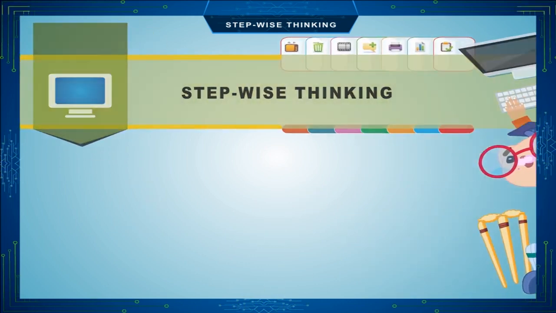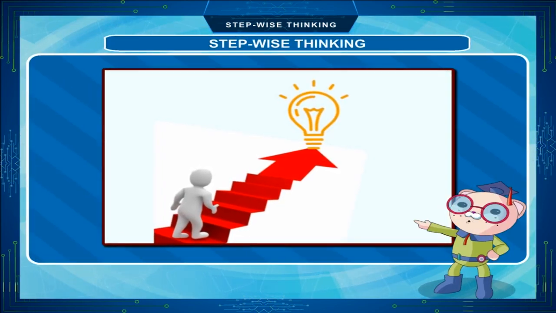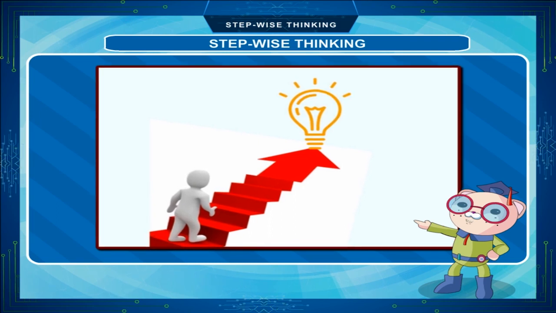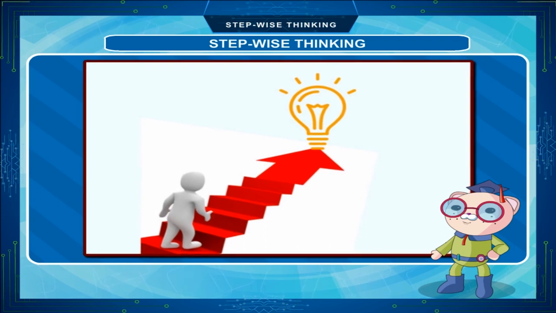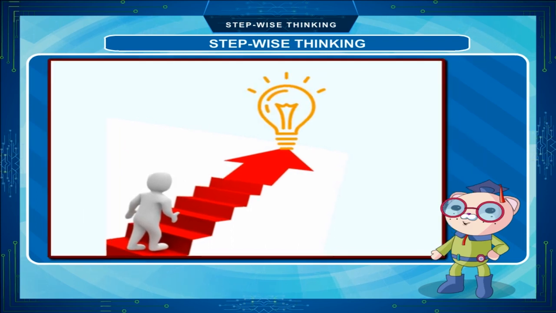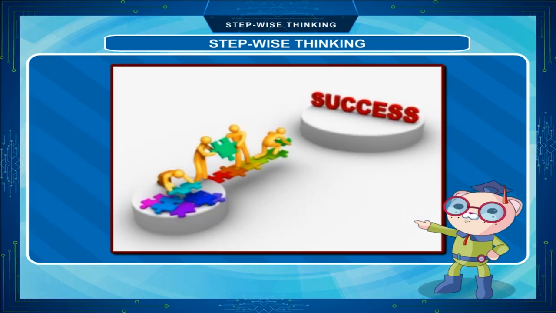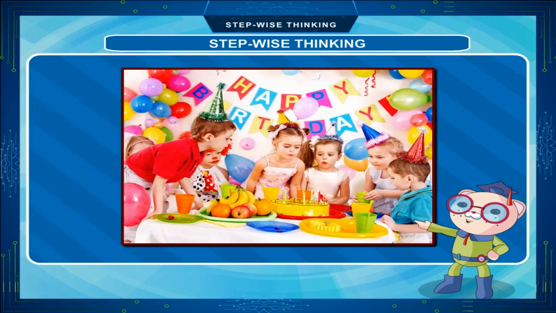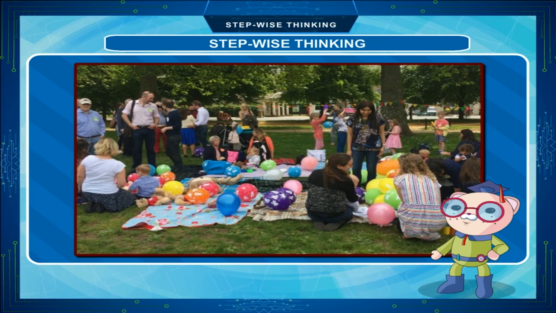Stepwise thinking. Stepwise thinking helps in converting complicated tasks into simple steps, predicting the possible solutions to achieve the desired goal. It also helps to know about missing steps and gives us a chance to rewrite the steps before converting them into action. Planning and organizing a birthday party or picnic are good examples of the same.